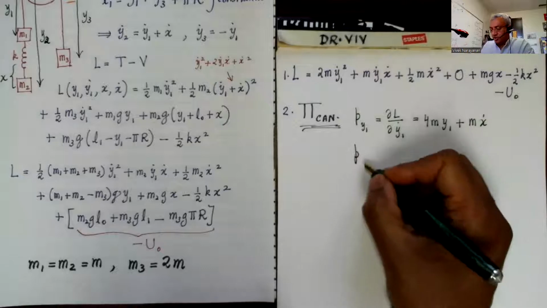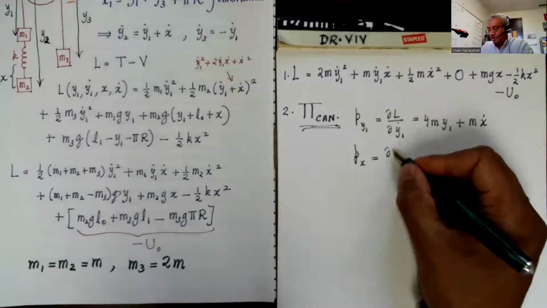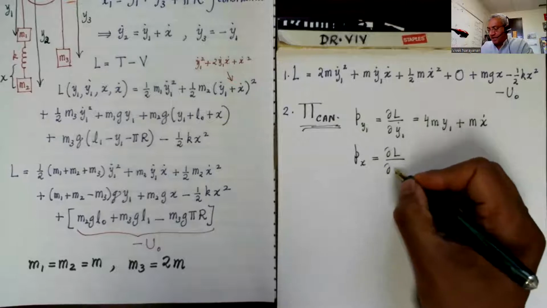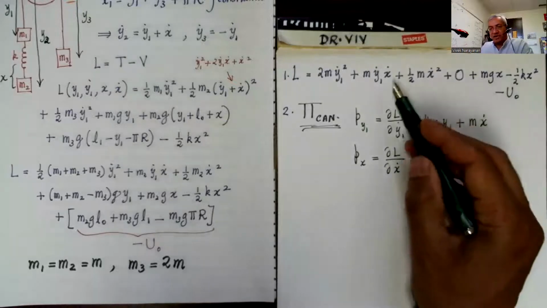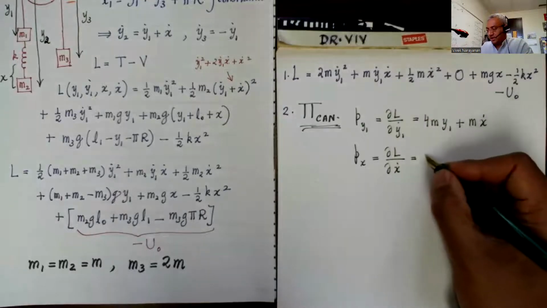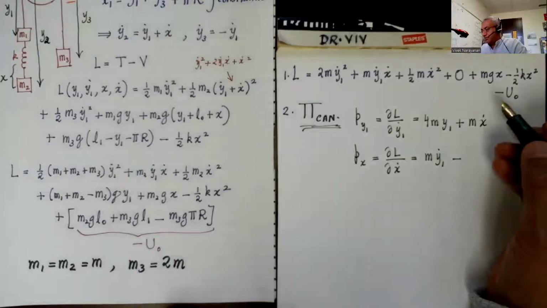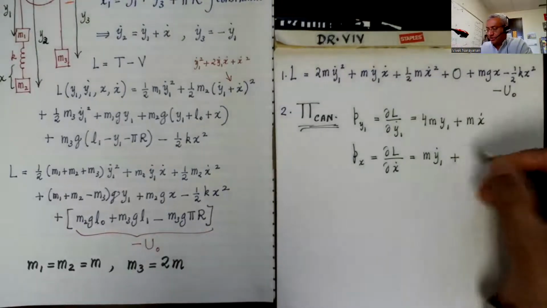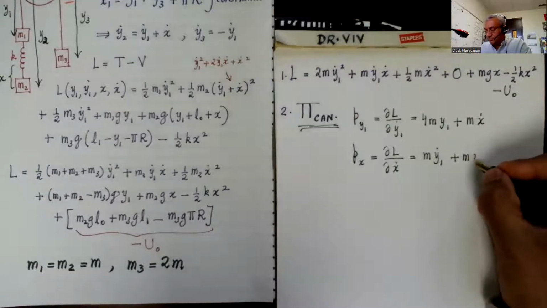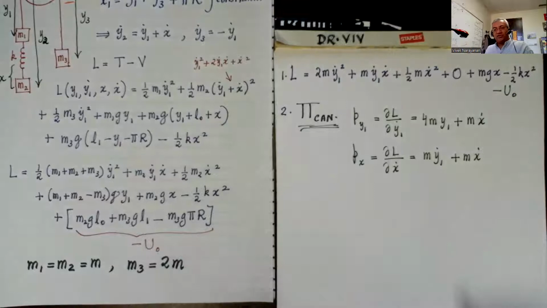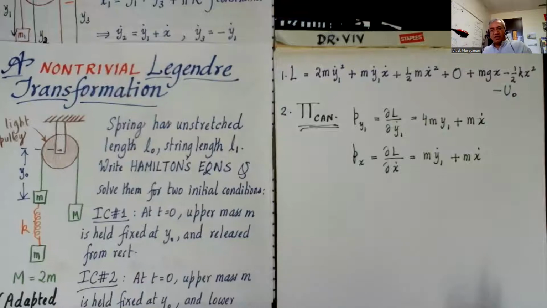And then the canonical momentum corresponding to the coordinate x is del L by del x dot. Two terms have x dot, this term and this term. So I'm going to get m y1 dot minus, actually not minus, it's still plus mx dot from differentiating that. So this is the beauty, and this is why I call this a non-trivial Legendre transformation. Now this, by the way, happens in a number of problems. The double pendulum problem, if you go back a couple of videos and see the double pendulum problem, there also you have the same property.